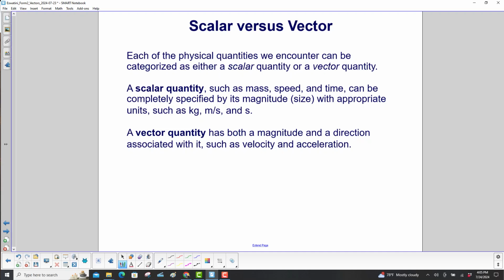Each of the physical quantities we encounter can be categorized as either a scalar quantity or a vector quantity. A scalar quantity, such as mass, speed, and time, can be completely specified by its magnitude, that is its size, with appropriate units, such as kilogram, meters per second, and seconds. A vector quantity has both a magnitude and a direction associated with it, such as velocity and acceleration.